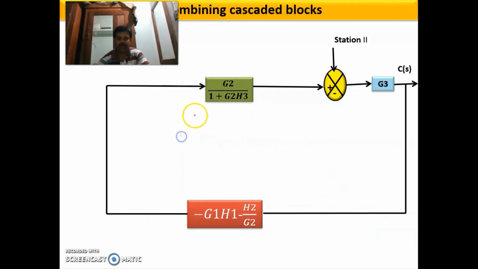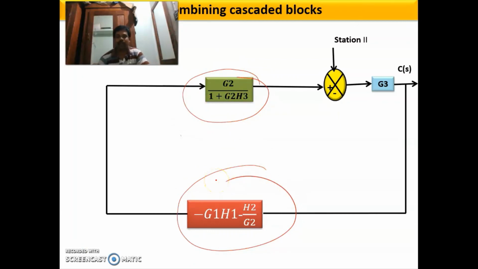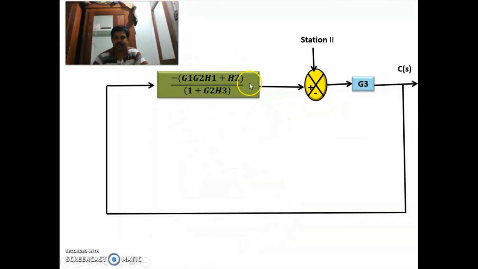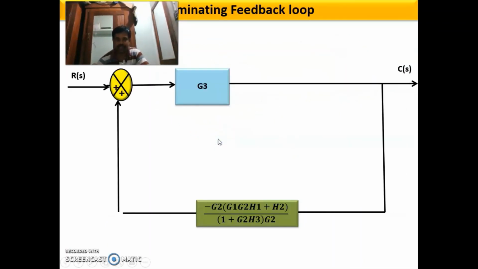Now these two blocks are in cascade. So we are going to combine these two blocks into one block whose gain is nothing but the product of the gains of these two blocks. This is what you're getting after combining those two blocks into one block. So again, this is station 2. What is the input? R is the input. So this again is a feedback. In the next diagram I will redraw it clearly.